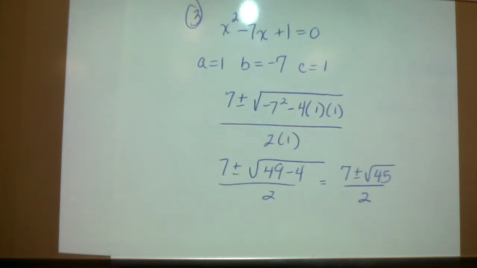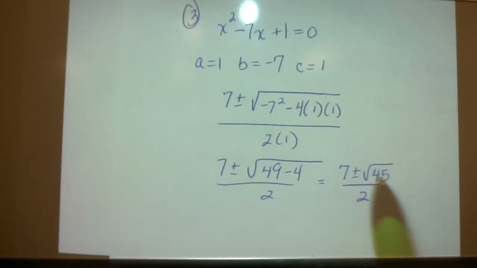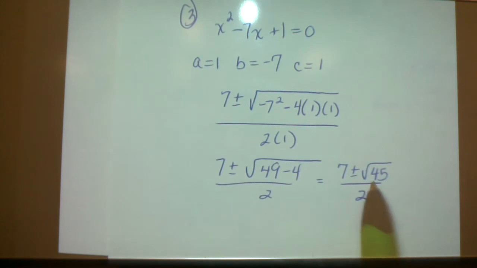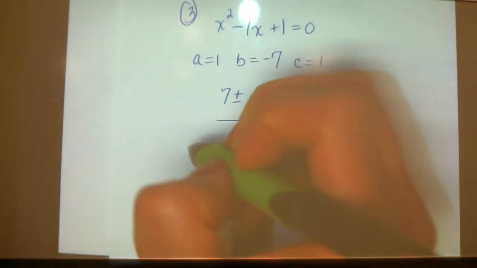Now 45 is not a perfect square. So the discriminant is telling me I'm going to have two irrational solutions. But I can break down that 45 just because this is not a perfect square. I probably should have said this in the previous problem. But it doesn't mean I stop. I need to see, can I break down that 45 and take anything out?